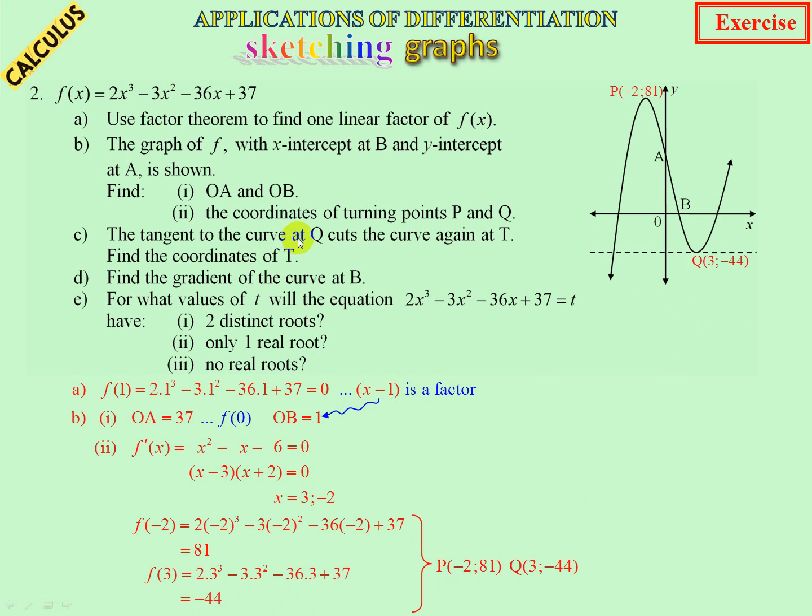Tangent to the curve at Q cuts the curve again at T, so that must be T there. Find the coordinates of T. Have we seen this one before? Aha. Common question, hey? That equals minus 44.